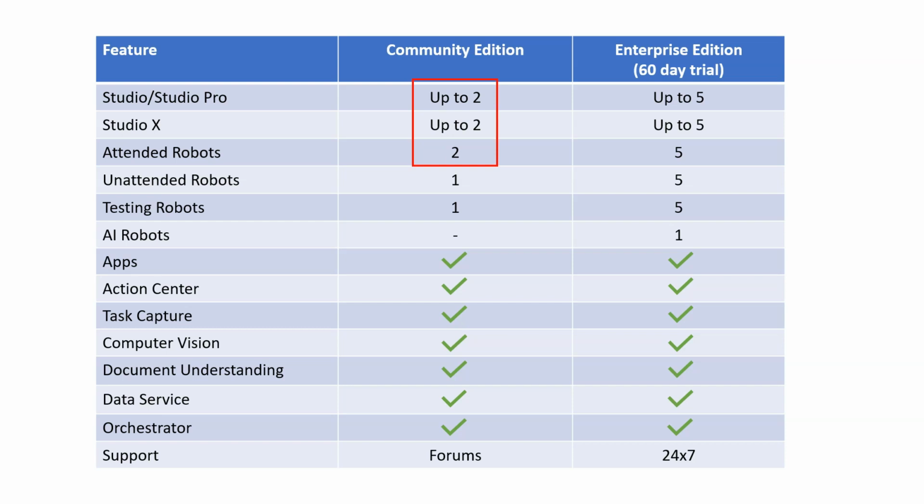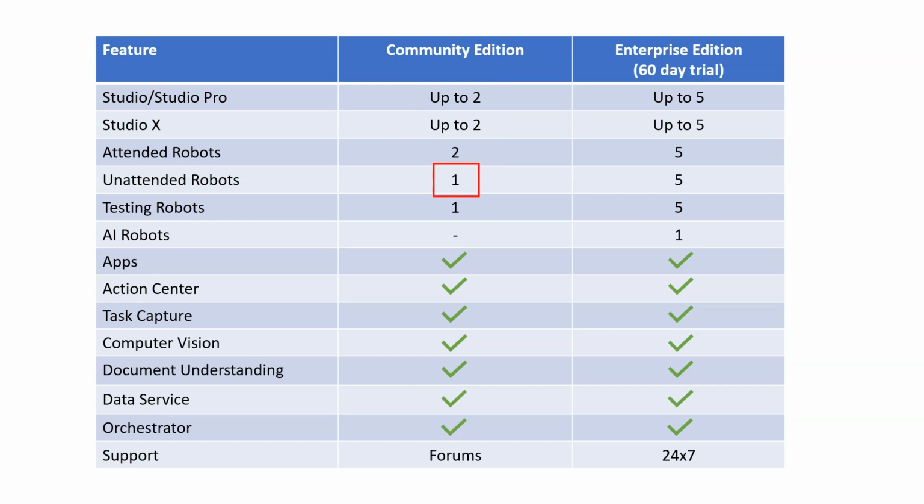With those two licenses come also an attended robot for each of those two named licenses. And as you might know, an attended robot is an execution engine, including the UiPath Assistant, that you can run on a local workstation. So attended robots are typically robots that are triggered by a user taking action to trigger that robot. You also get one unattended robot license.